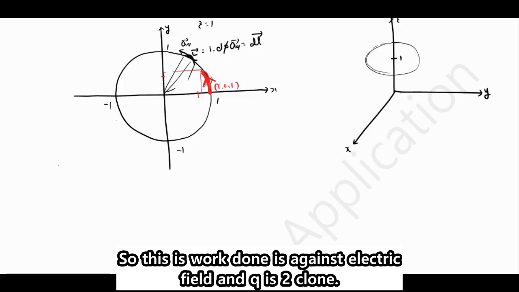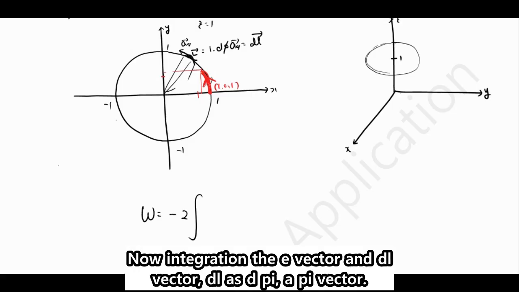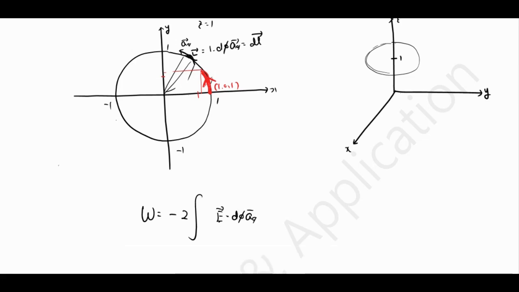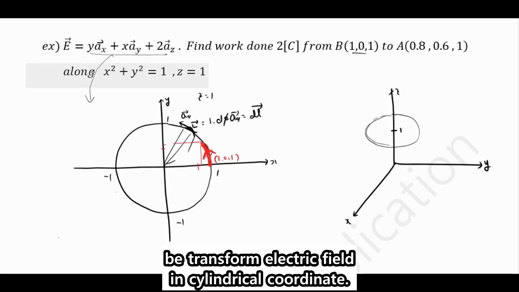The work done is against the electric field, and Q is 2 coulombs. Integration of the E vector and the dl vector, with dl as d phi a phi vector. This is an integration for phi. So the electric field vector in rectangular coordinates should be transformed into the electric field in cylindrical coordinates.